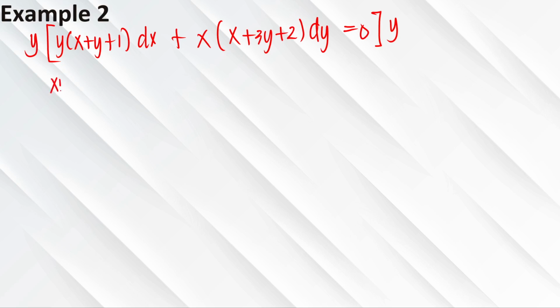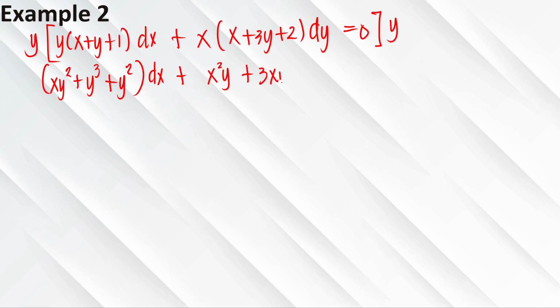So, (xy squared plus y cubed plus y squared) dx plus (x squared y plus 3xy squared, dalawa yung minumultiply natin, yung nandito pa, tsaka yung y pa na integrating factor, then plus 2xy) multiplied by dy equals 0. So, this is already an exact.